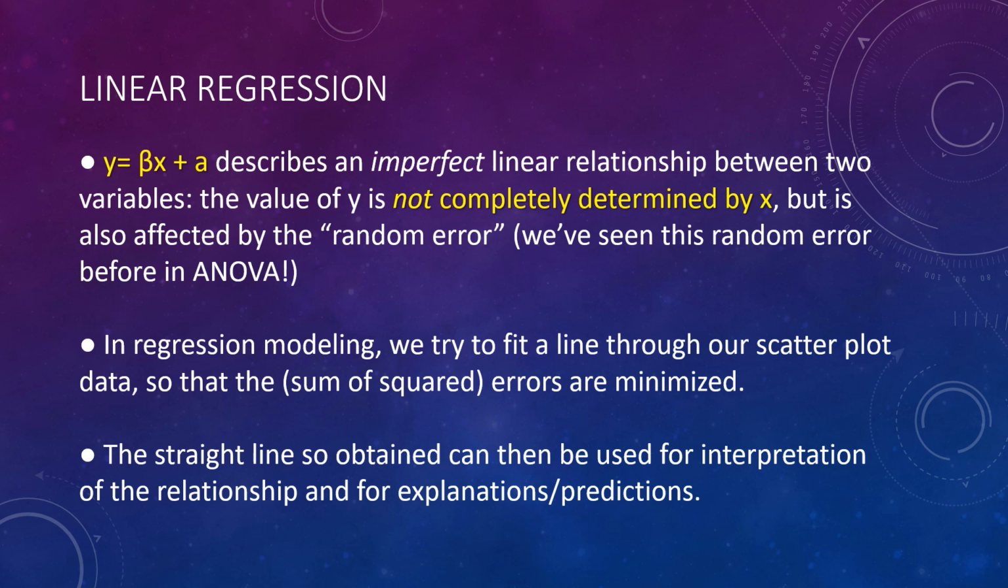And so what we do with regression modeling, we try to fit this line through the scatter points so that the sum of the errors are minimized. Now, I didn't say sum of squared errors yet because that's coming up. So the sum of the errors are minimized, and that's what SPSS does for it, right? Then we have the straight line. It's the best fitting line, and now we can use it for explanatory purposes and also for predictive purposes.